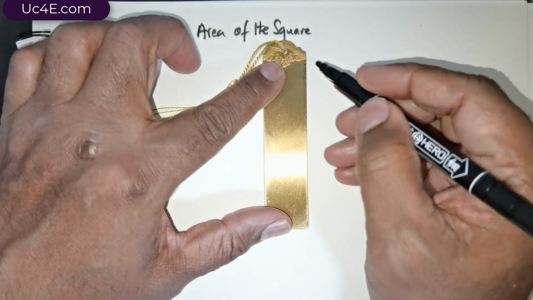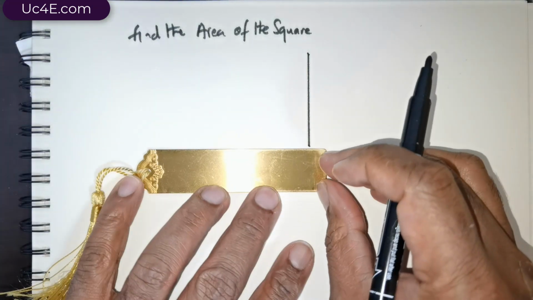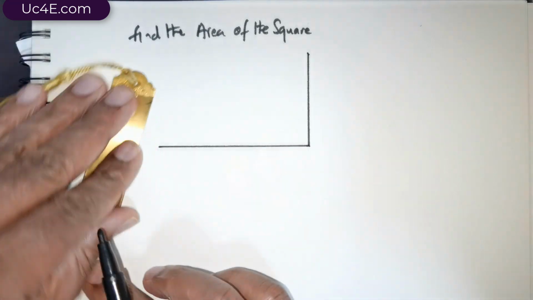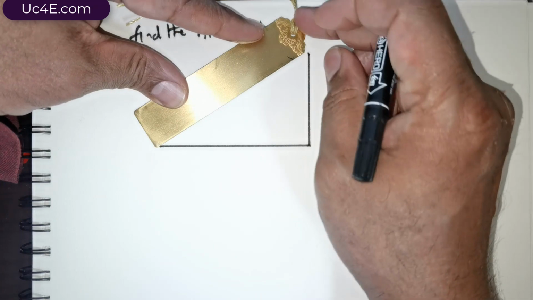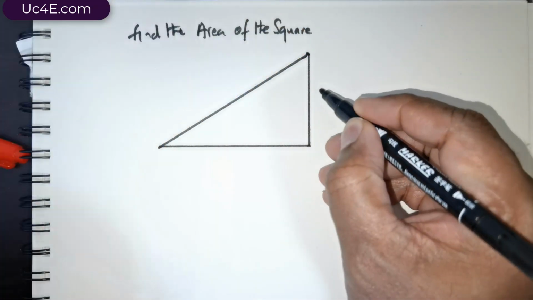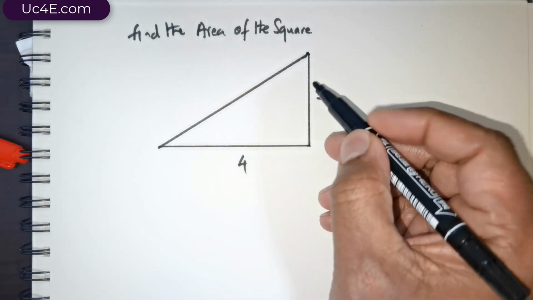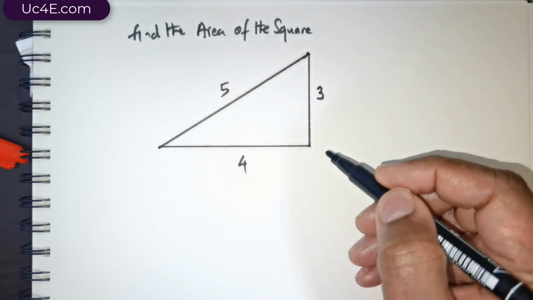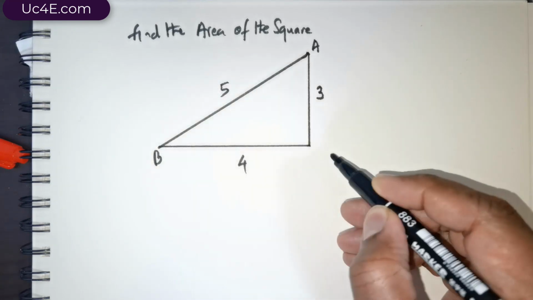Now there is a triangle. Let me draw the triangle. And inside the triangle there is a square, and the ratio of the sides are given as 3, 4 and 5, and let me name them as A, B, C.